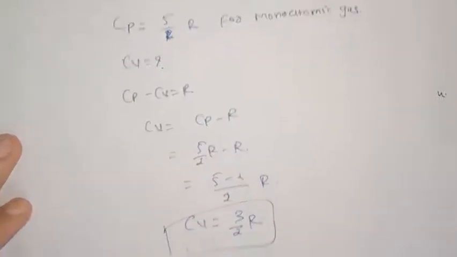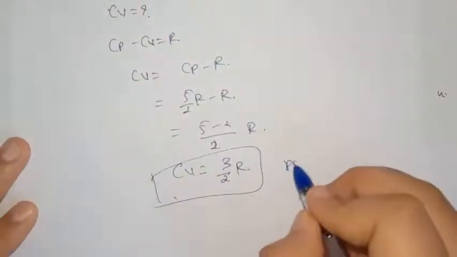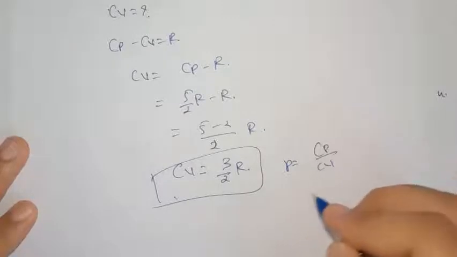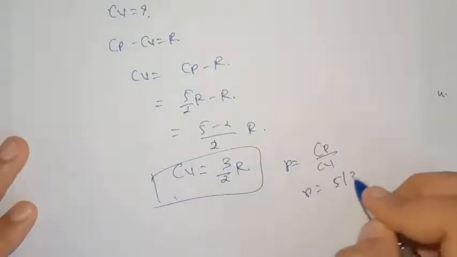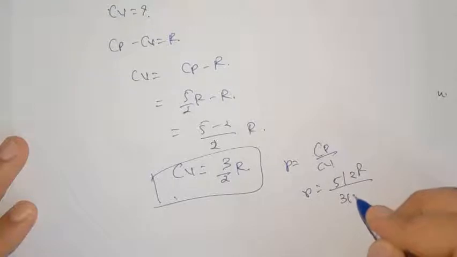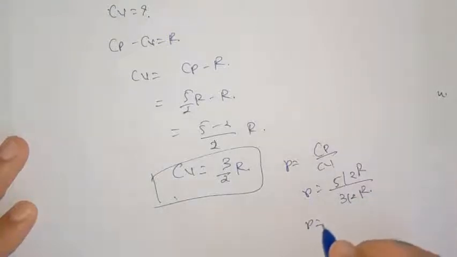From this knowledge, we can also find the value of gamma. Gamma is equal to Cp by Cv. That will be equal to 5 by 2 R divided by 3 by 2 R. So gamma will be equal to 5 by 3.